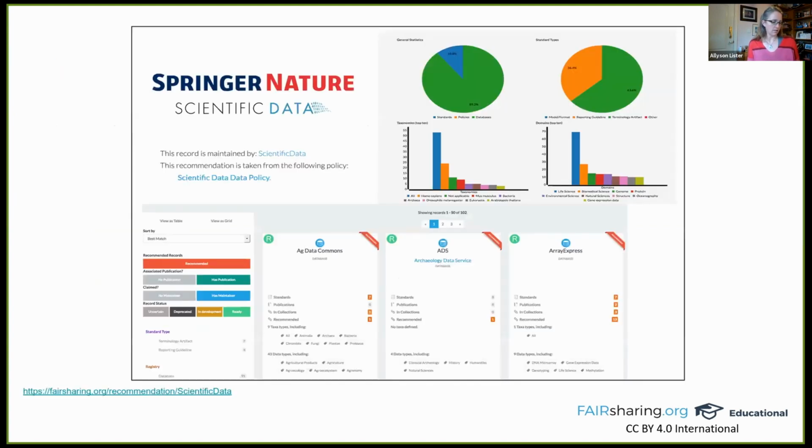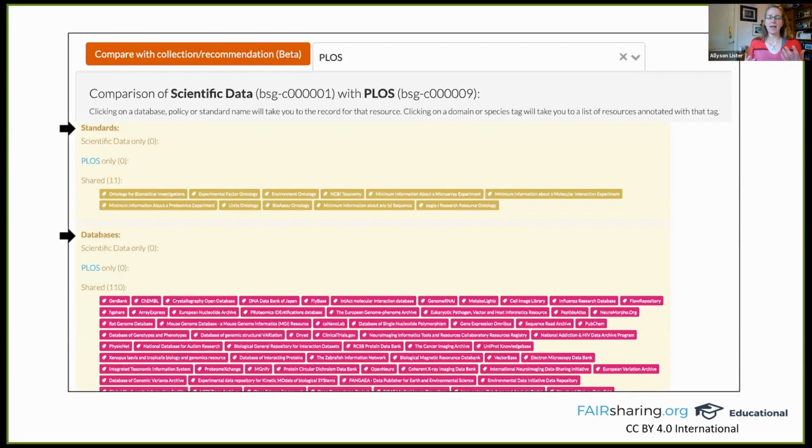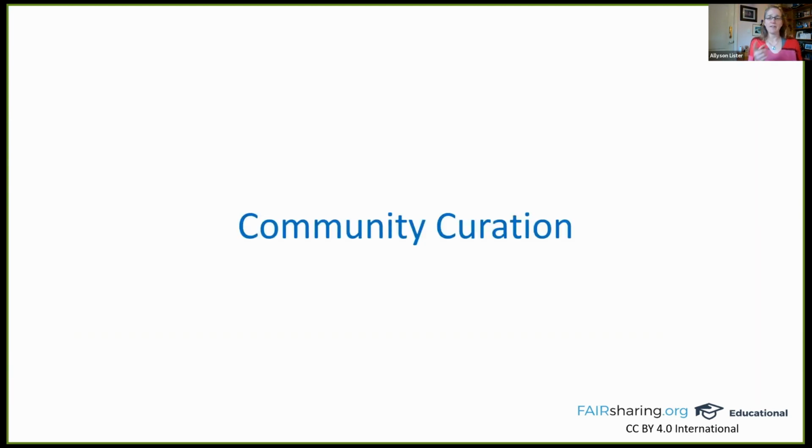I wanted to give you a couple of very short screenshots of our data policies. You can see here, you get summary statistics about the data policies. And you also can compare two different data policies. This one is a comparison of Scientific Data with PLOS. And you can see which standards they have in common and which databases they have in common, and essentially a Gantt chart. Oh, no, Venn diagram. I have too many Gantt charts because the new FAIRsharing website is coming up and we've got a giant Gantt chart. I meant Venn diagram.